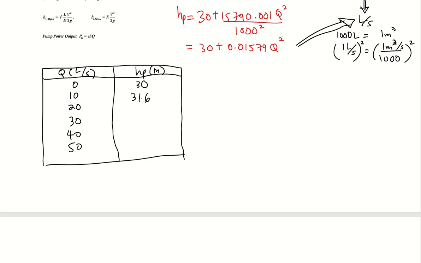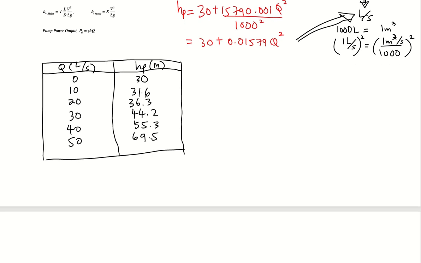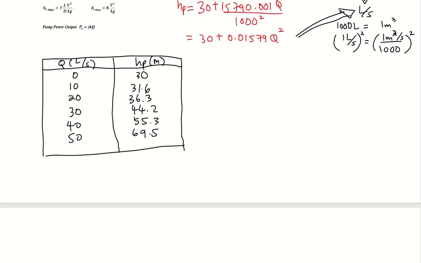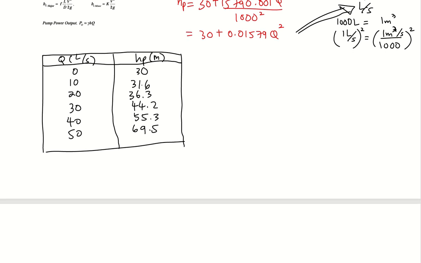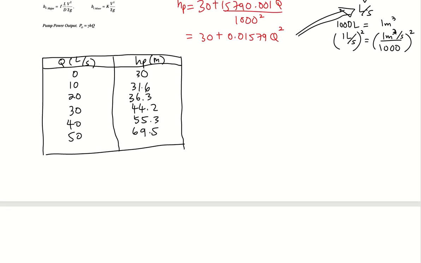So I put 10, so HP will be 31.6. If Q is 20, your HP is 36.3. If Q is 30, your HP is 44.2. If Q is 40, your HP is 55.3. And last but not least, if Q is 50, your HP is 69.5. So I stop here because on the graph, the maximum HP is 70. But if your graph has more than that, you can actually add more points.